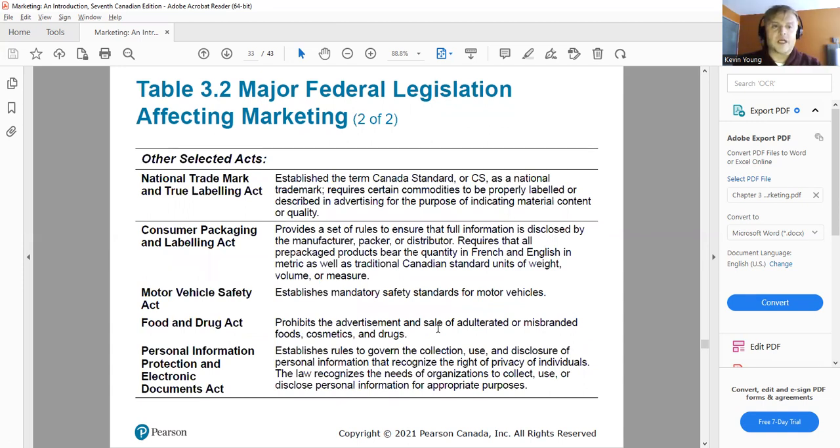Another example, again, major federal legislation, and these are other acts, other pieces of legislation that affect marketing.